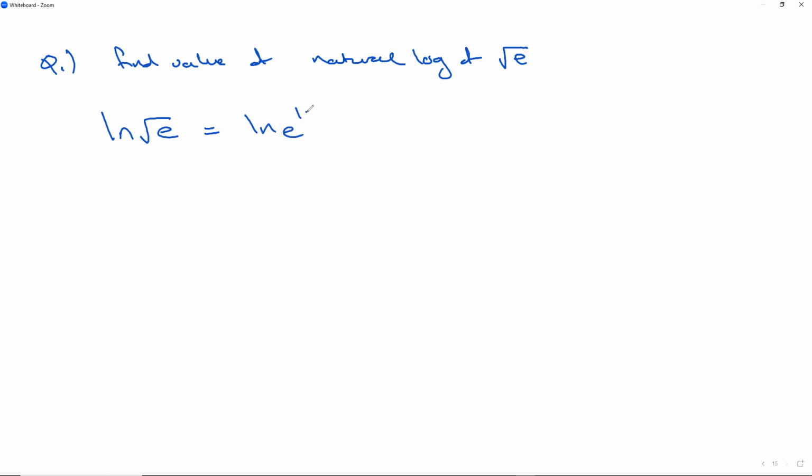Let's look at an example now. So question 1, we're asked to evaluate the value. Find the value of the natural log of the square root of e. What is ln root e? Well, that's ln e to the power of half, which will be half ln e. We're using the power rule. And then ln e is equal to 1. So half multiplied by 1, which is equal to half.